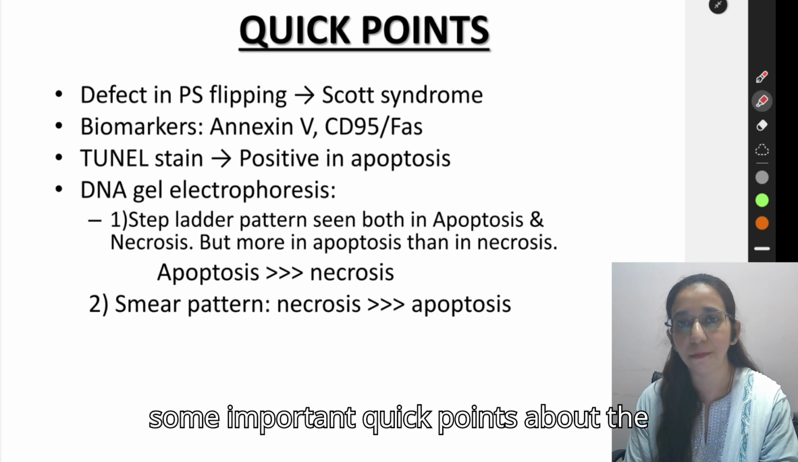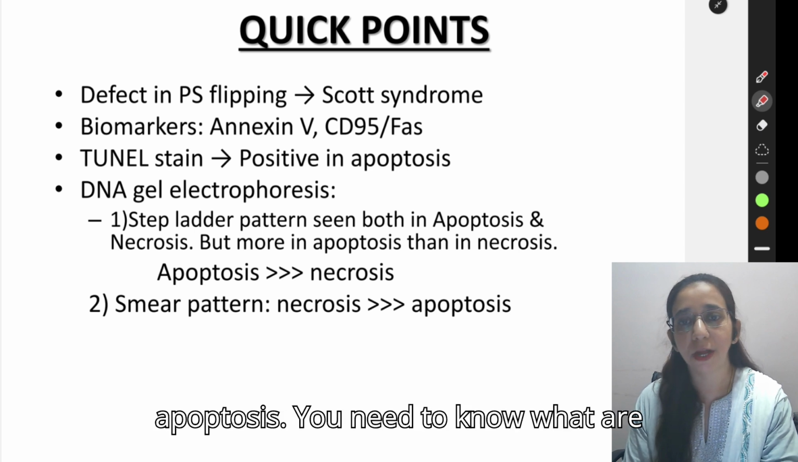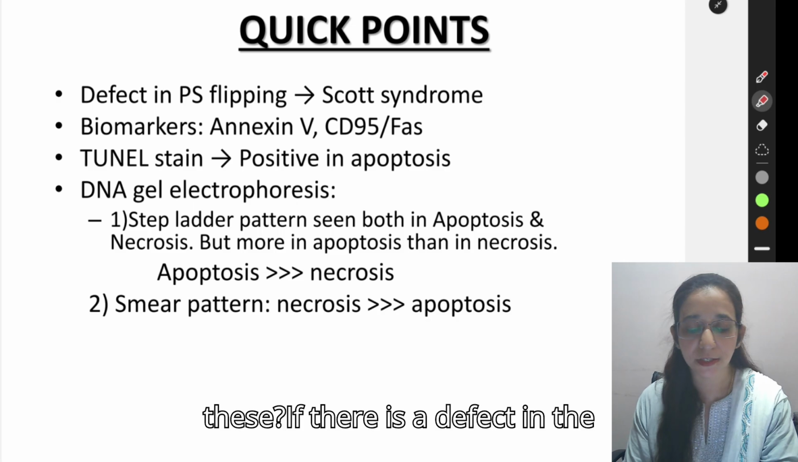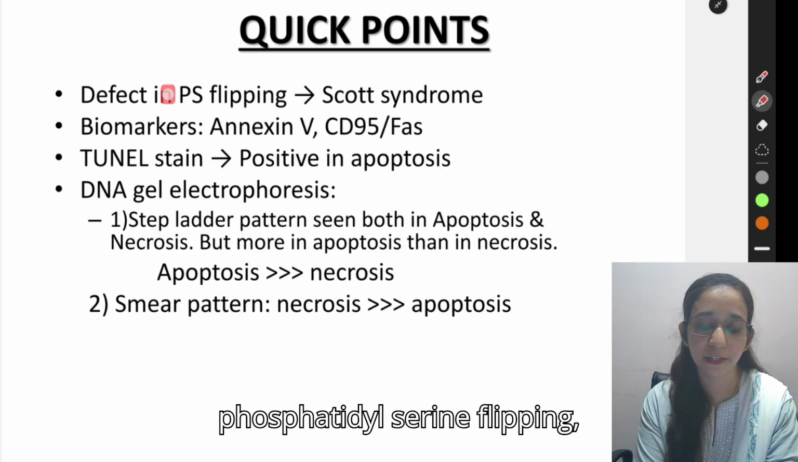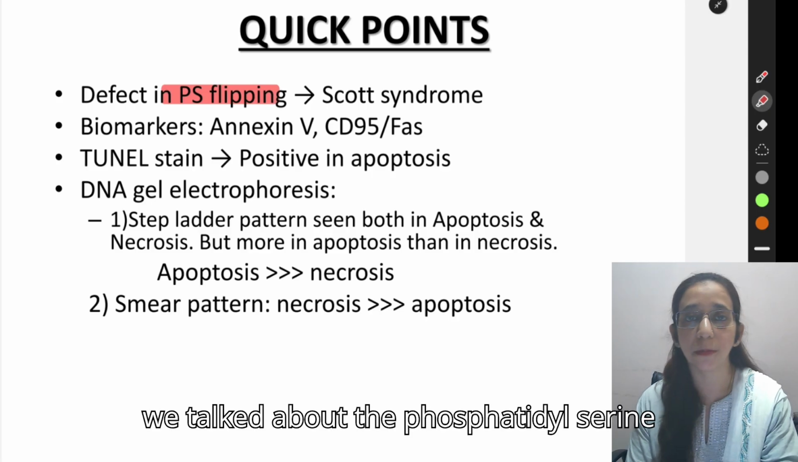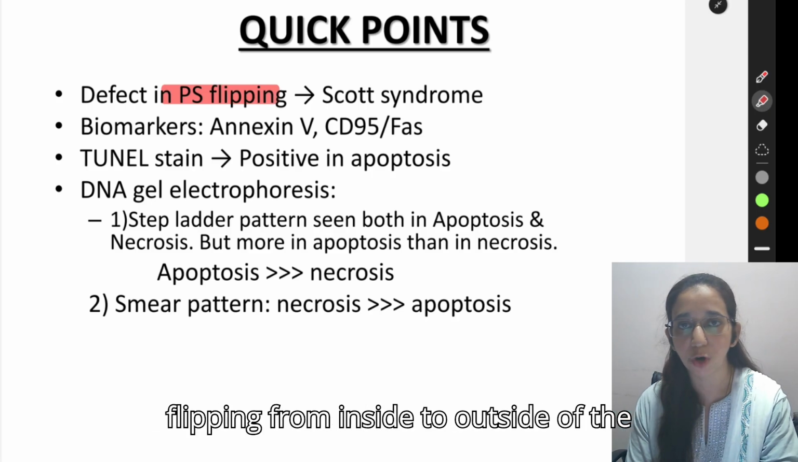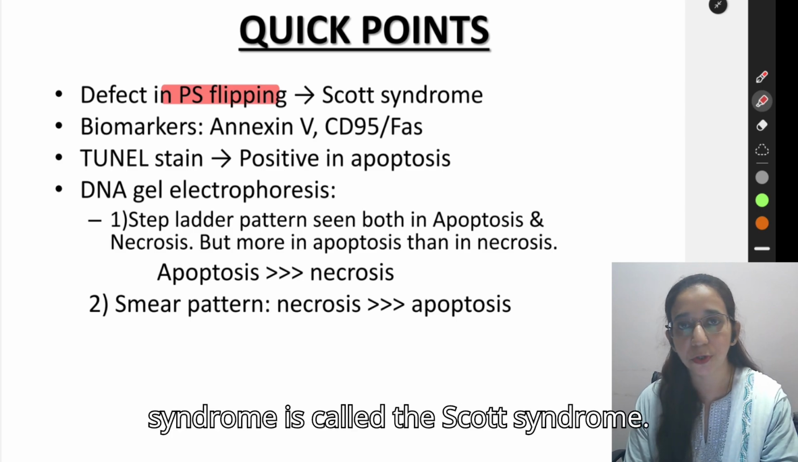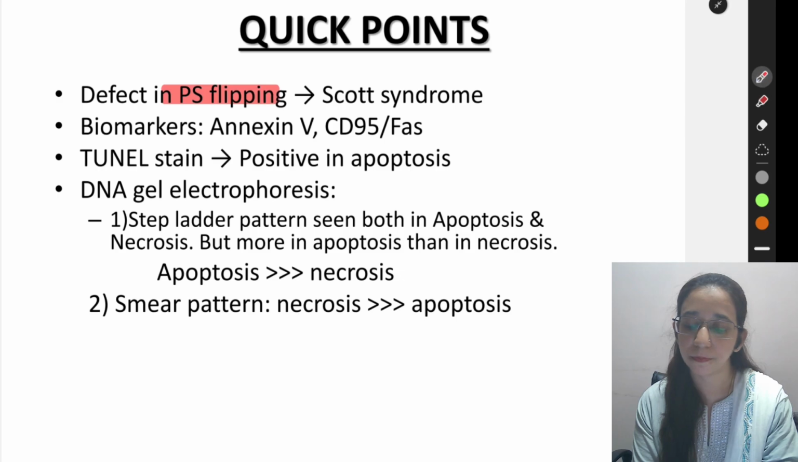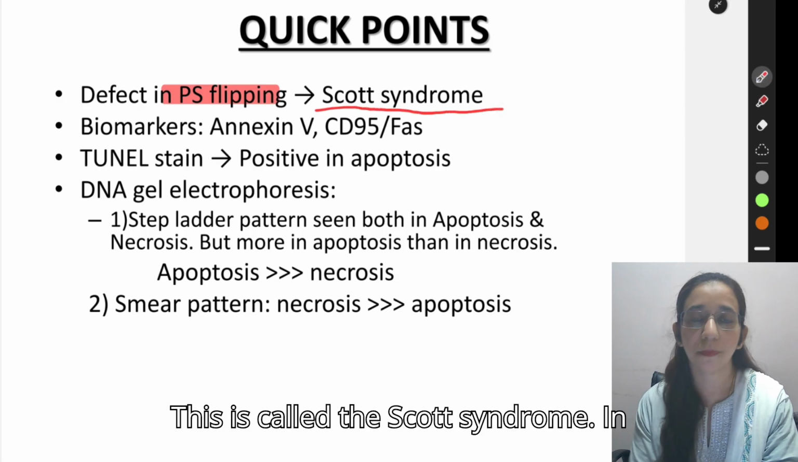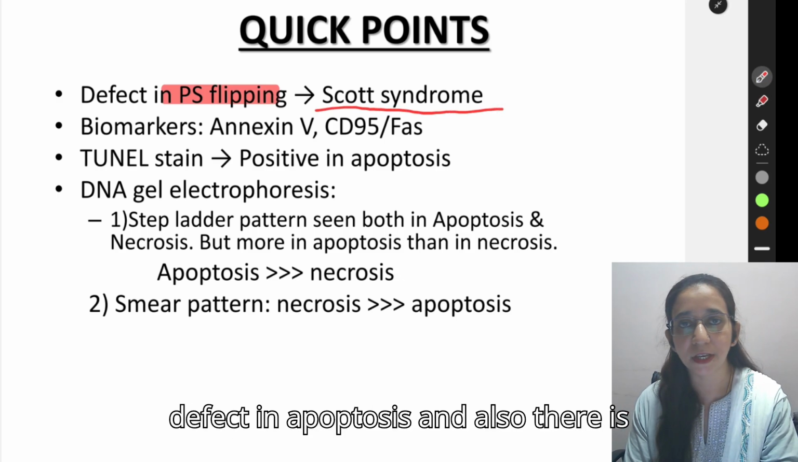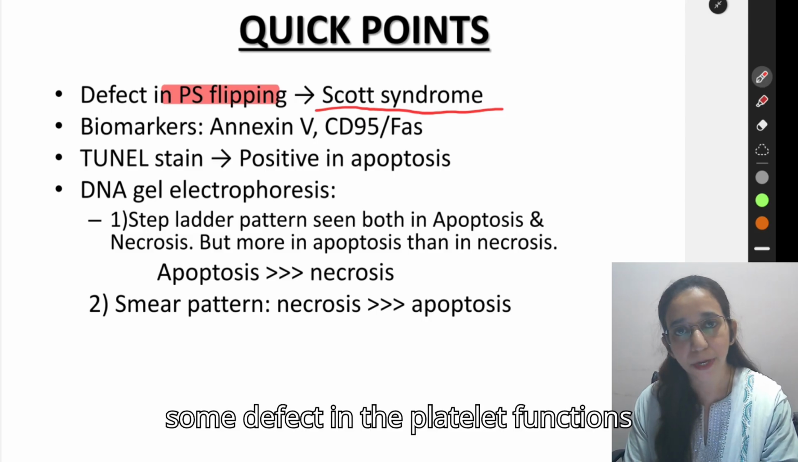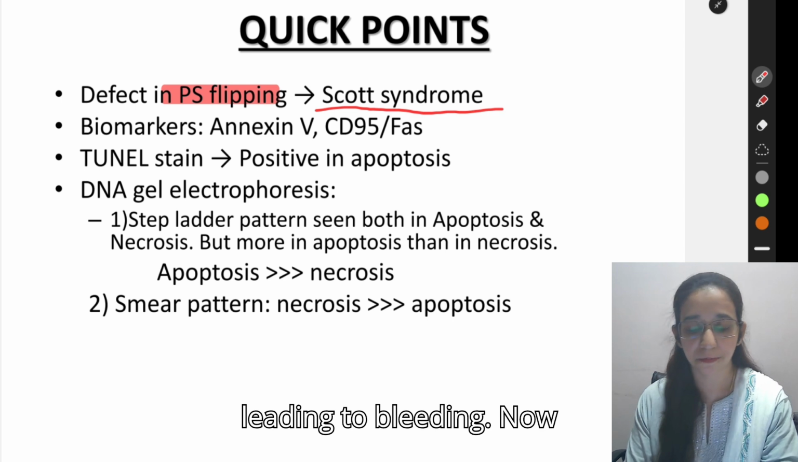Now there are some important quick points about apoptosis you need to know. We talked about the phosphatidylserine flipping from inside to outside of the cell. If there is any defect in it, then this syndrome is called Scott syndrome. In this syndrome, what happens? There is a defect in apoptosis and also some defect in platelet functions leading to bleeding.